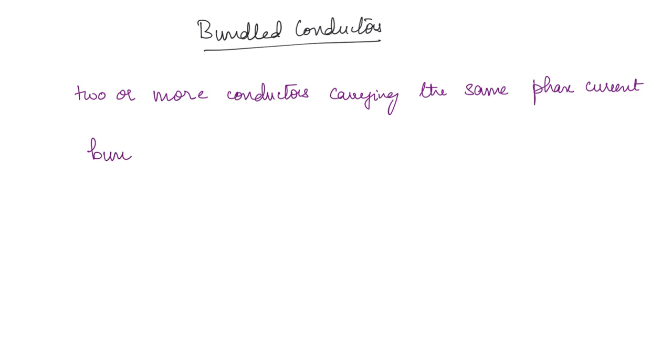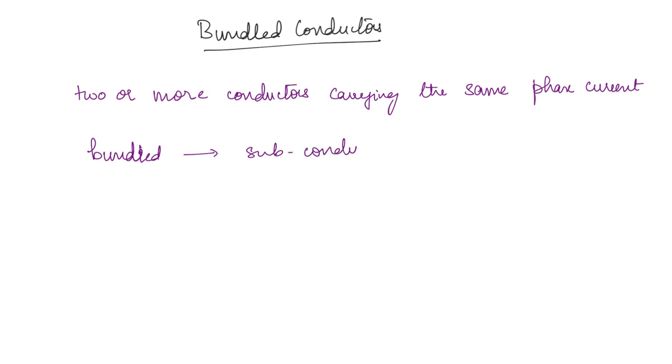Bundled conductors. We have seen composite conductors and double circuit line. Now what is this bundled conductor? It is similar to the composite conductor in that it contains two or more conductors which are carrying the same phase current. But what happens in a bundled conductor is that the subconductors are not touching each other.